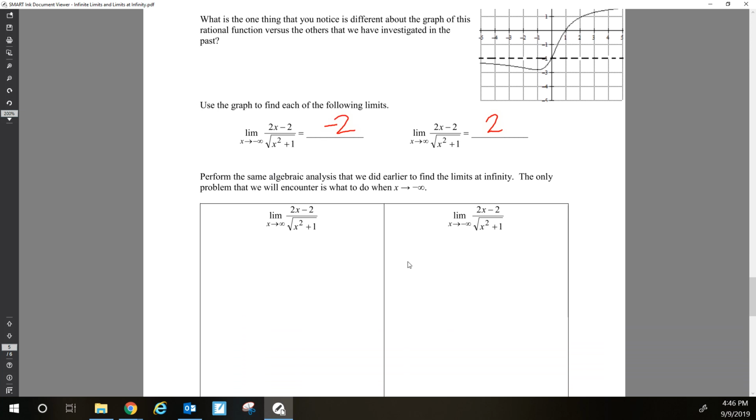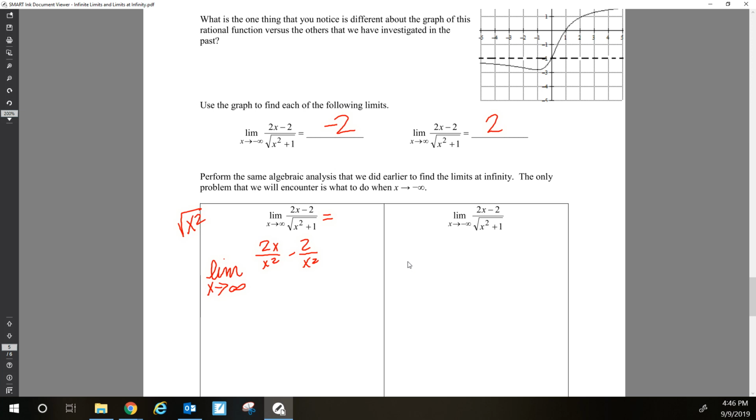So looking at this example down here, we want to do just like we did before. We're going to take each term in there and divide it by the highest degree in our denominator. So normally, if there wasn't a square root, we'd say this is 2x over x squared minus 2 over x squared. But we don't have that under there. We've got the square root of x squared. So this is going to take a little bit more thinking on our part.